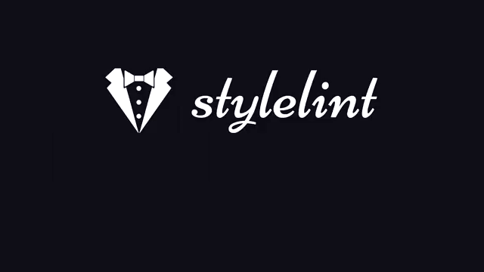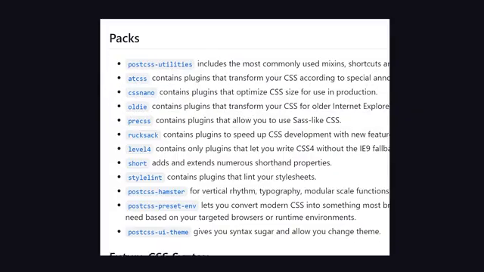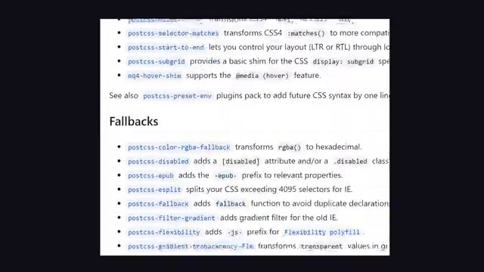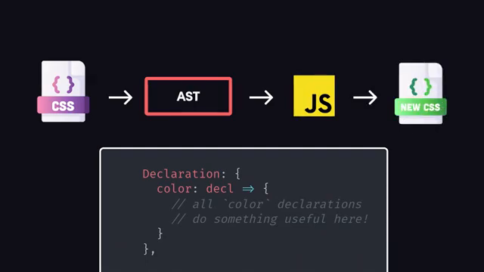Or you might drop in a tool like Stylelint to detect issues before they break your UI. And there are tons of other useful plugins in the ecosystem to try out, and if none of them meet your needs, you can always build your own. You might use the plugin API to find all the color declarations in the code, then write some JavaScript to transform them to a different format.